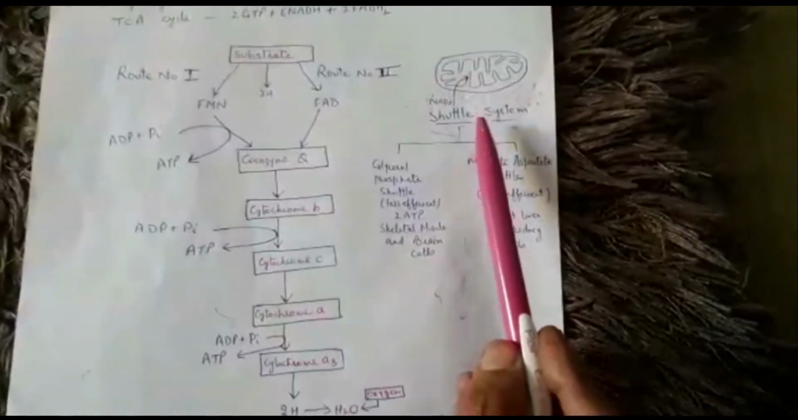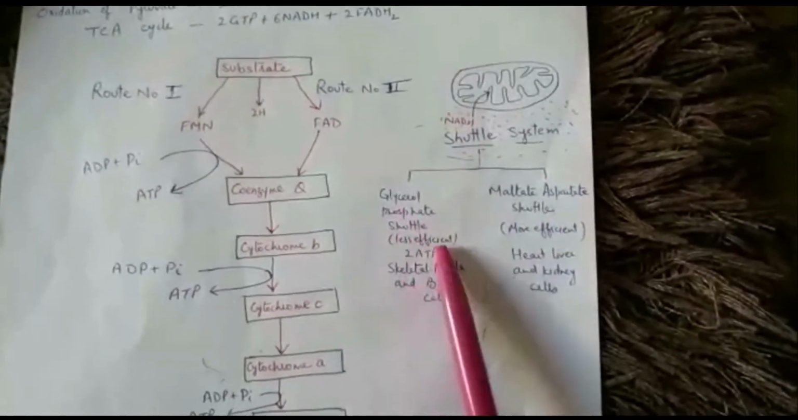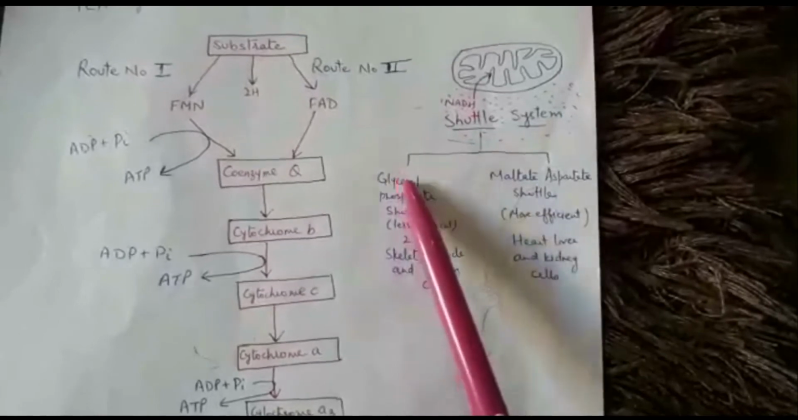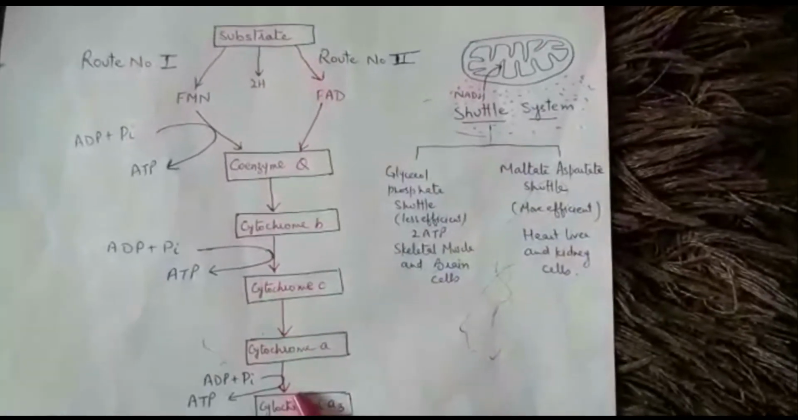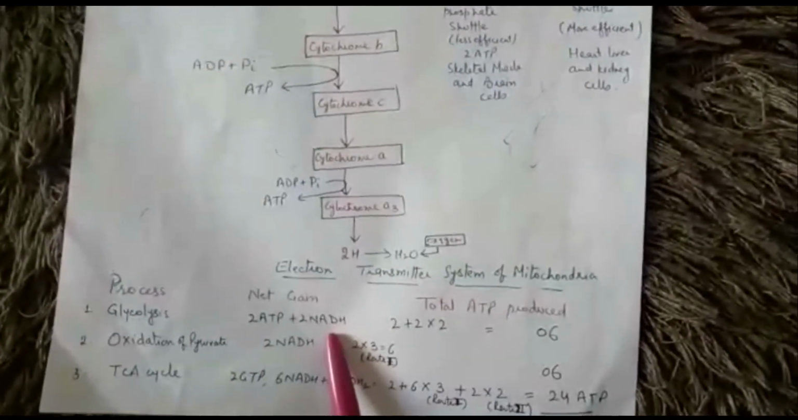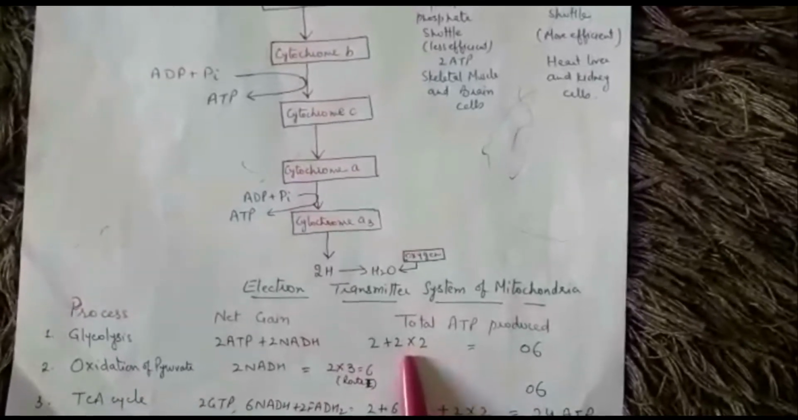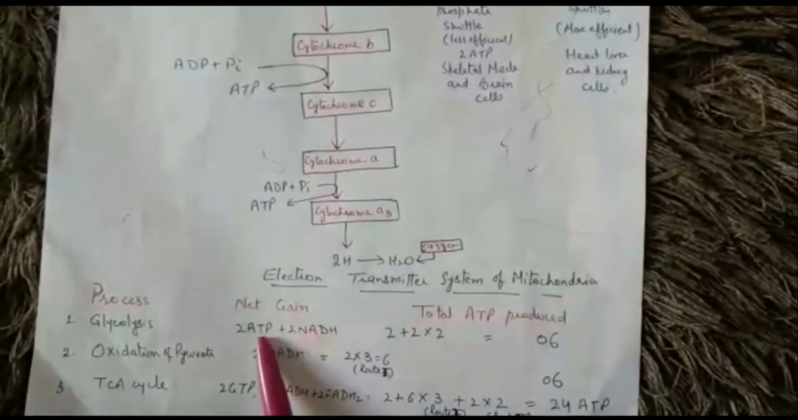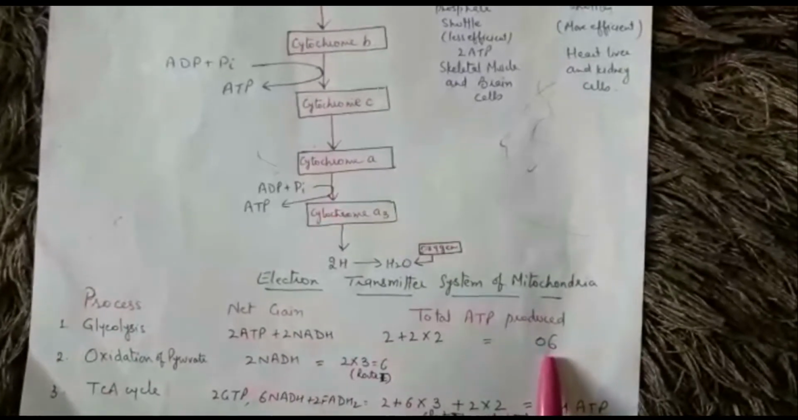Basically, there are 2 types of shuttle system. One is the glycerol phosphate shuttle, which is less efficient. Why do we say it is less efficient? Because it passes these electrons through route number 2. It means the 2 NADH formed during glycolysis will generate how many ATP? They will produce only 4 ATP. So glycolysis through the less efficient shuttle will produce 2 ATP plus 4 ATP, that is 6 ATP molecules.